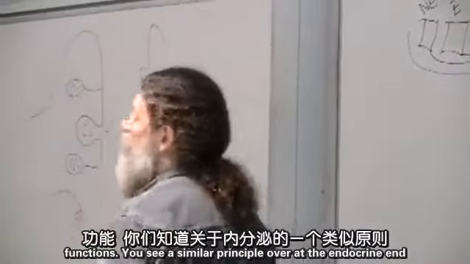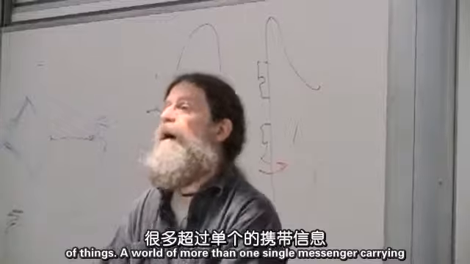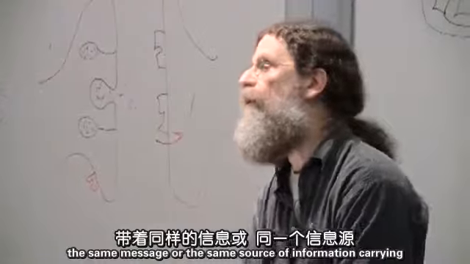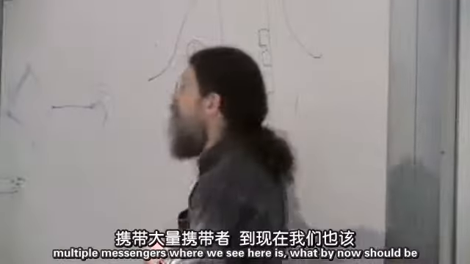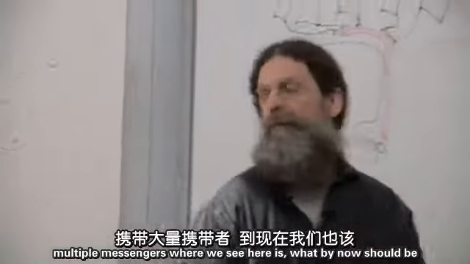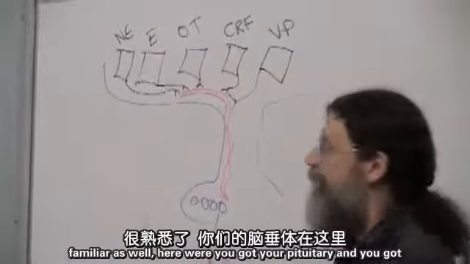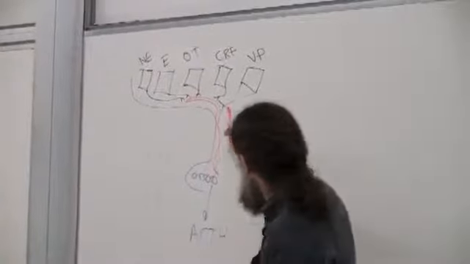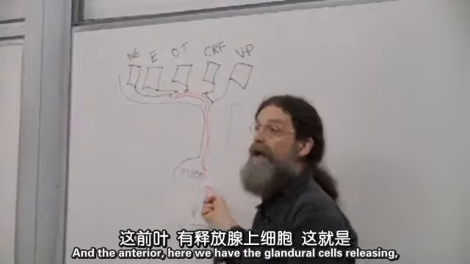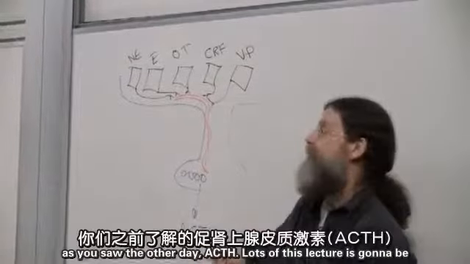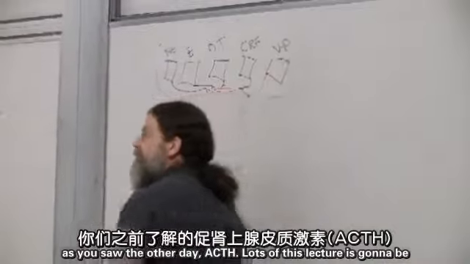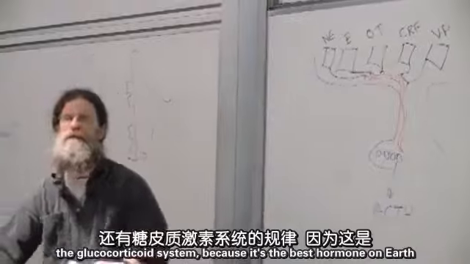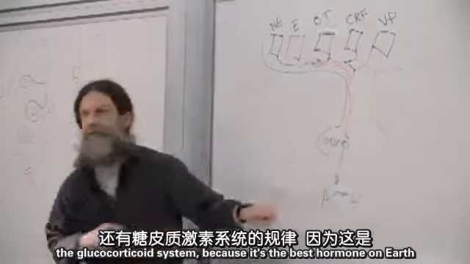You see a similar principle over at the endocrine end of things, a world of more than one single messenger carrying the same message, or the same source of information carrying multiple messengers. What we see here is what by now should be familiar as well. Here we've got your pituitary, and you've got your anterior pituitary, which is always facing left. And in the anterior, here we have the glandular cells releasing, as you saw the other day, ACTH. Lots of this lecture is going to be about the regulation of the adrenal cortical system, the glucocorticoid system, because it's the best hormone on earth, and I'm willing to prove it.